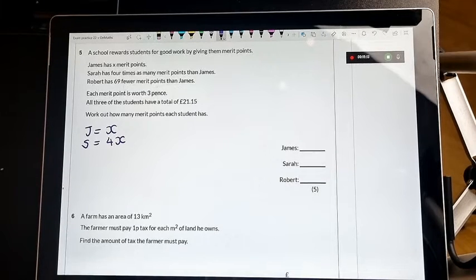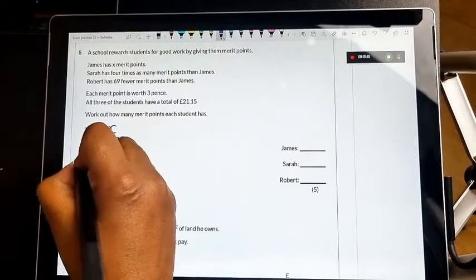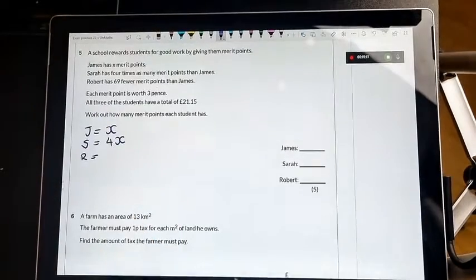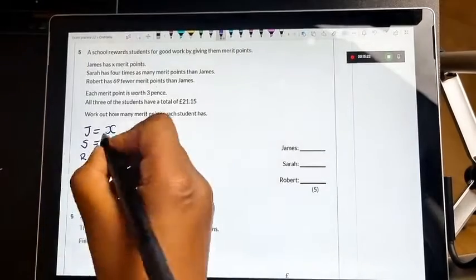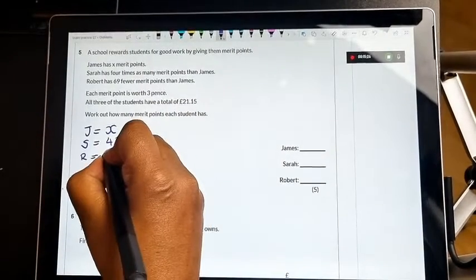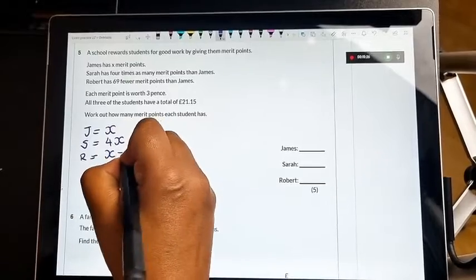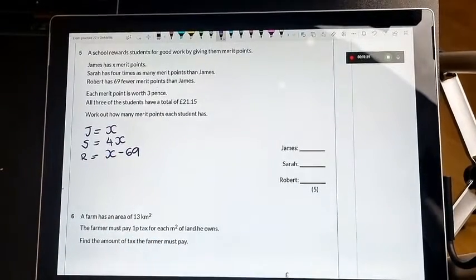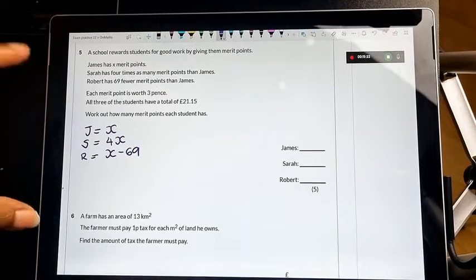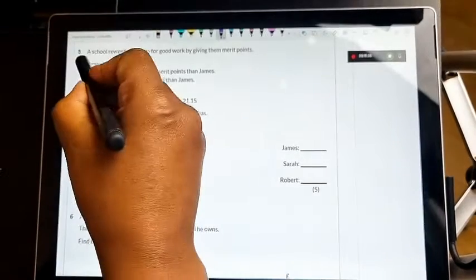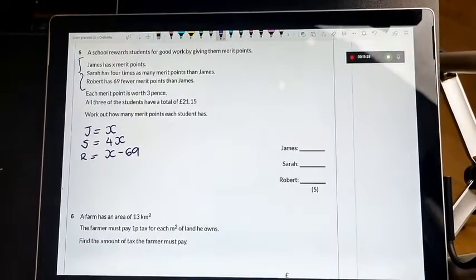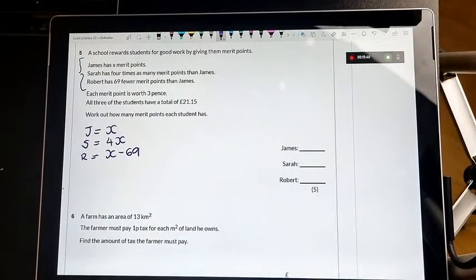Okay, next one. So we have Robert. Robert has 69 fewer. Fewer means less, means take away. So fewer than James, so it's x minus 69. So if you've done this, it's a good recap. Great. So now we have that. It's a start. We've done the first part here, and that's how I like to do this question. So you're not reading everything and not understanding what to do first. Do it in stages, please.